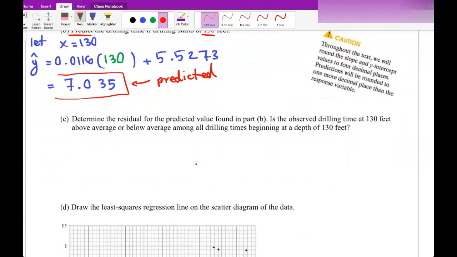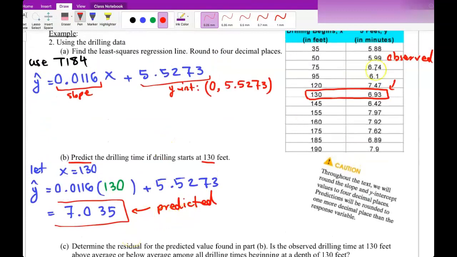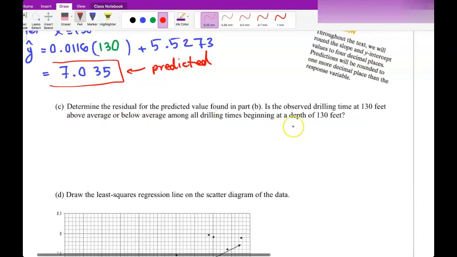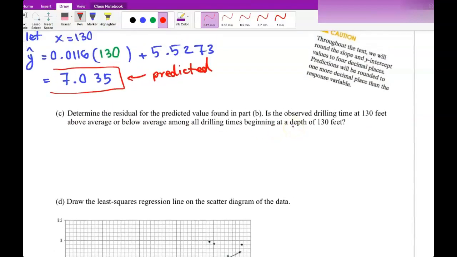Now part C, determine the residual. What that means is finding the difference between this predicted and observed. Determine the residual for the predicted value found in part B. Is the observed drilling time at 130 feet above average or below average among all the drilling times, beginning at the depth of 130 feet?